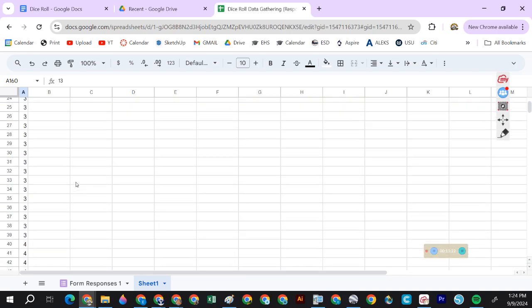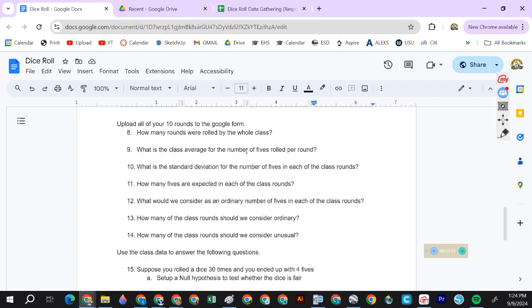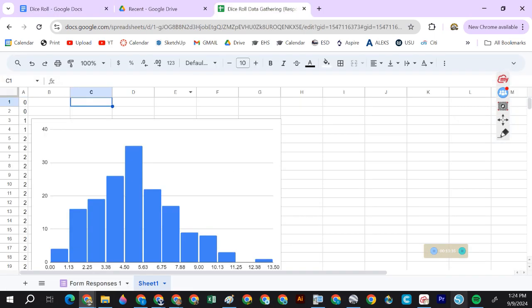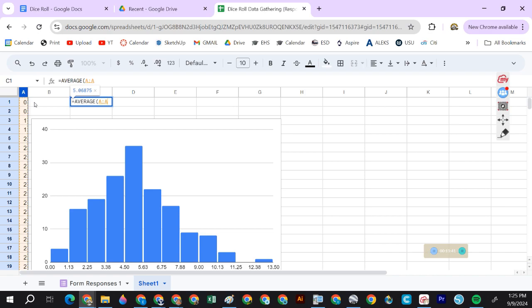So 160 rounds, and remember each round is 30 rolls. Okay. What is the class average for the number of 5s rolled per round? So I'm just going to take the average of that. So equals average of column A. And we get, let's just say 5.1 to make it easier.